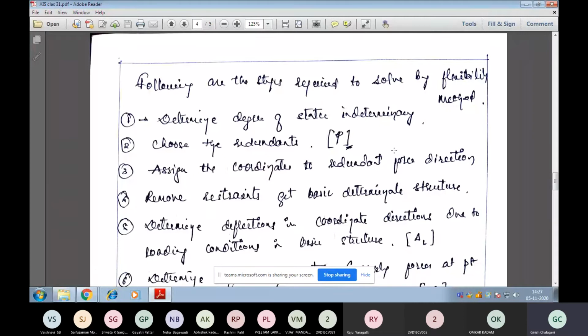Which force are you going to remove? Know the direction of that force. If you are removing a vertical force, then your redundant force should be vertical. If you are removing a moment at any joint, then your redundant force should be in moment form. That is the method. So first step, find the number of unknowns. Second step, choose the excess forces as the redundants. Remove them and make the structure a basic determinate structure.